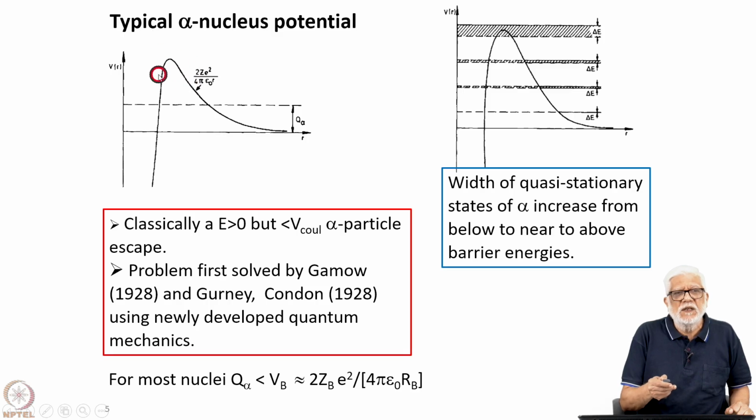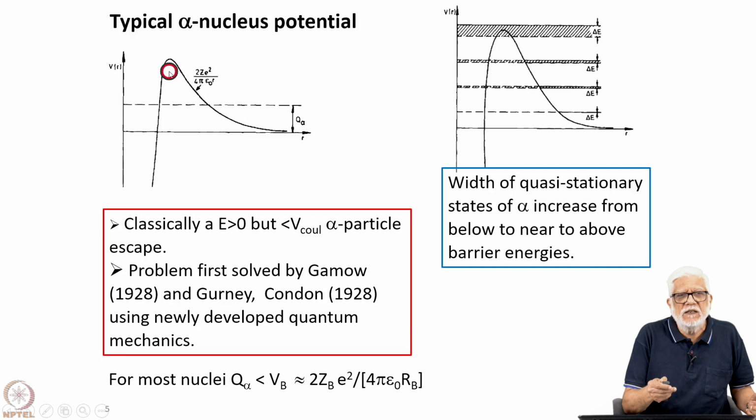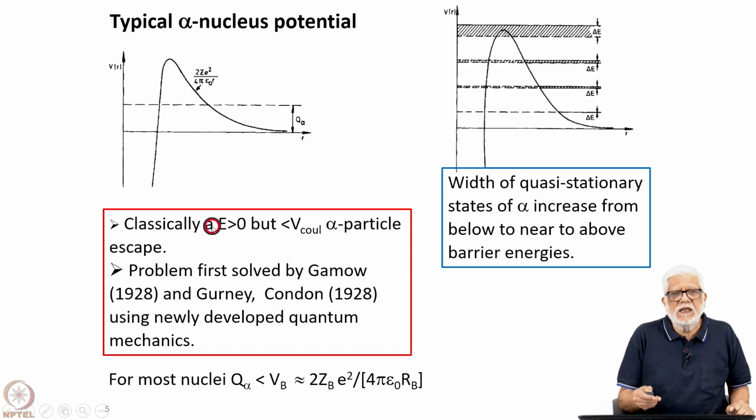This is the place where the Coulomb and the nuclear interaction play a roughly equally important role, Coulomb winning slightly. Here it becomes 0, but then it increases at larger distances and falls off as 1 by r. Classically, if you have an alpha particle with E greater than 0 but less than the Coulomb barrier Vc, then in principle it cannot escape.